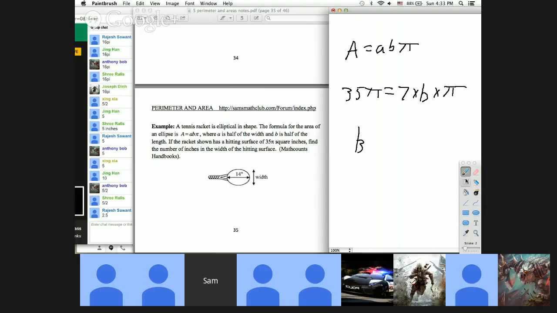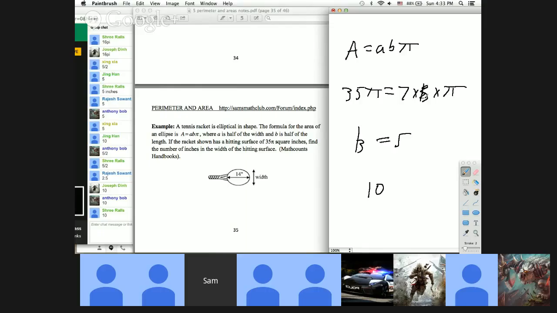Oh, that's a weird B. Okay. B equals 5 quite easily, right? Most everybody got here. But we forgot that B is equal to only half the length. Or half the width, doesn't matter. It's only half of what we want. So what we want is actually double this. So yeah, 10.